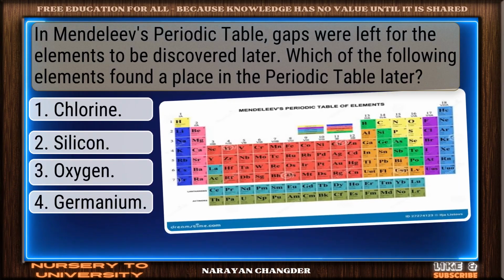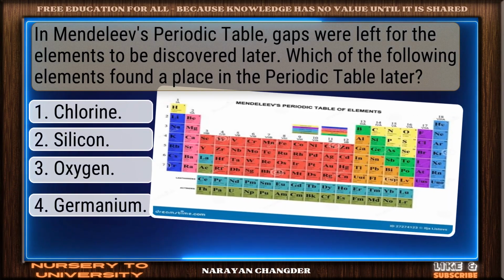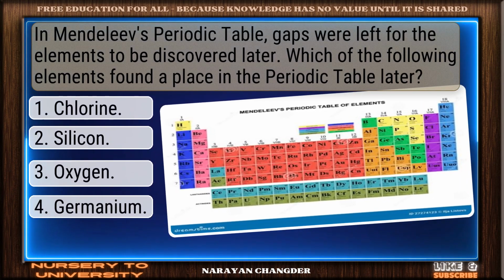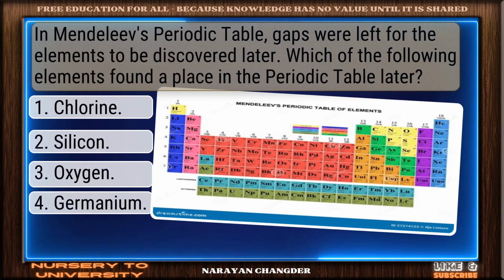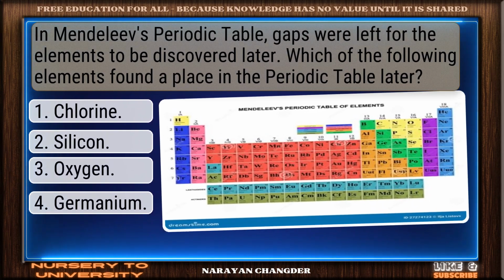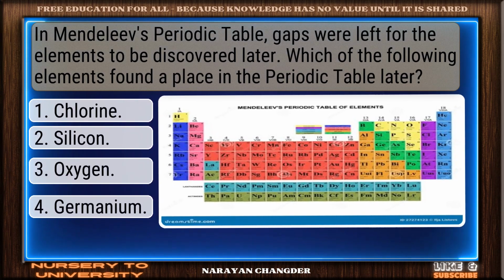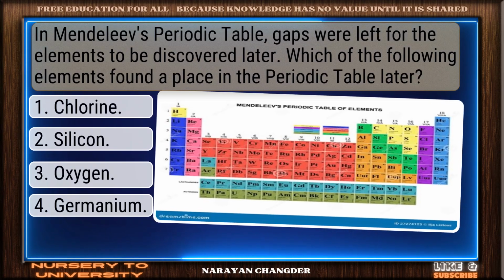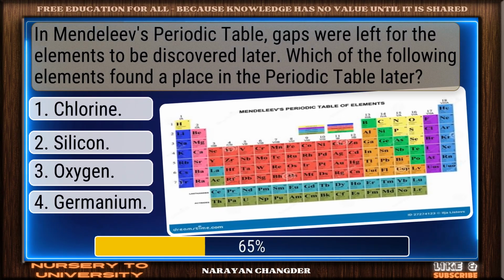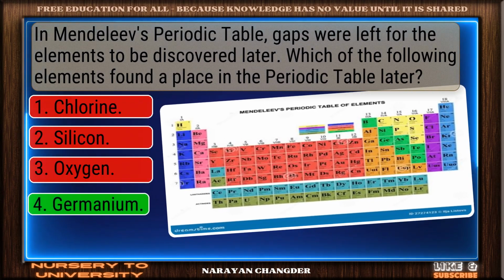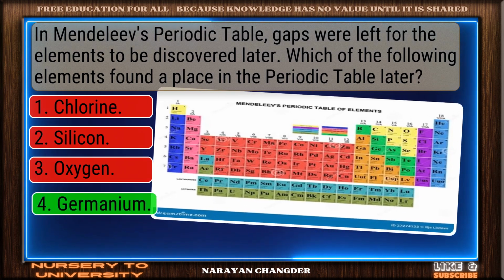In Mendeleev's periodic table, gaps were left for the elements to be discovered later. Which of the following elements found a place in the periodic table later? On track. Germanium is correct.